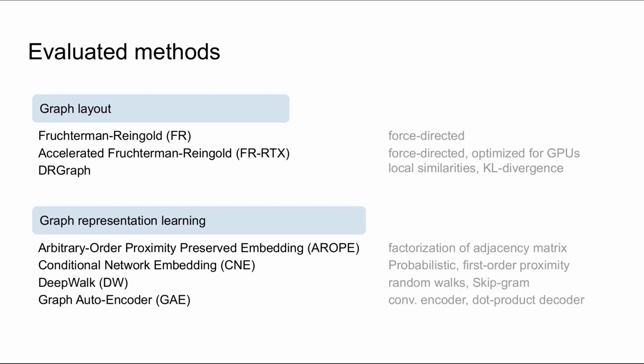For representation learning methods, we chose a diverse set of approaches. AROPE is based on factorizations of powers of the graph adjacency matrix, while conditional network embedding is based on maximum likelihood estimation and can factor out prior knowledge about the graph structure. DeepWalk samples random walks and computes node embeddings based on the skip-gram objective. And finally, graph autoencoders use a convolutional network encoder and an inner product decoder to embed the graph.